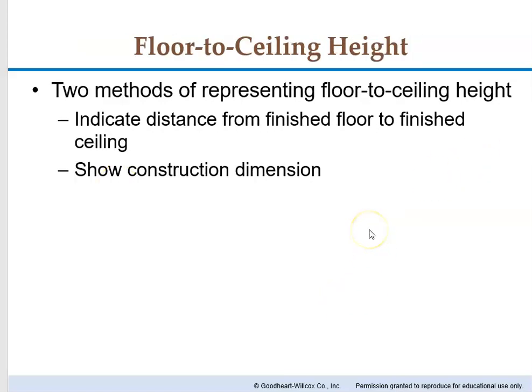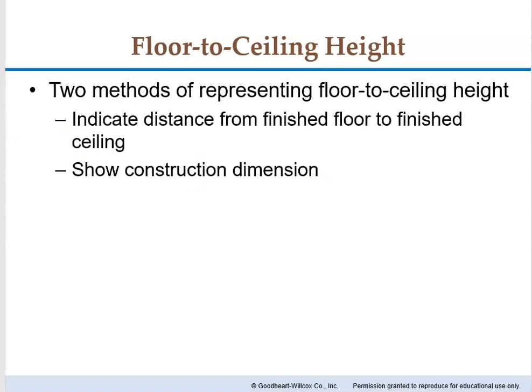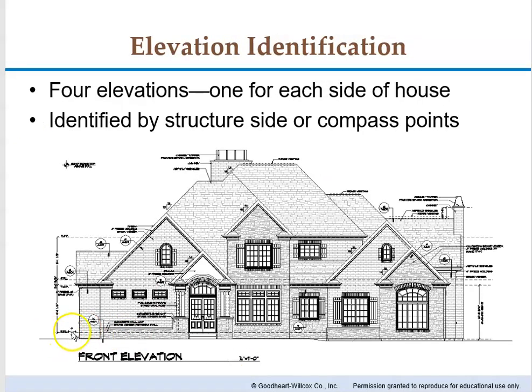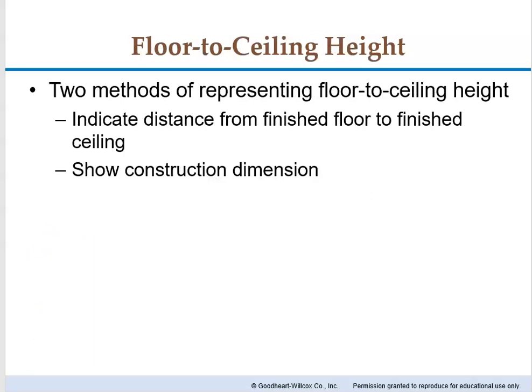The other thing is your floor to ceiling heights. This is going to indicate finished floor to finished ceiling. It shows construction dimensions. So on my elevations, if we go back to that elevation right here, we have finished floor to finished ceiling. And then we have this space in between, which is actually your floor system or your floor joist. Then we have finished floor, second floor to finished ceiling, second floor. The different heights are going to be used for estimating and construction purposes as well.